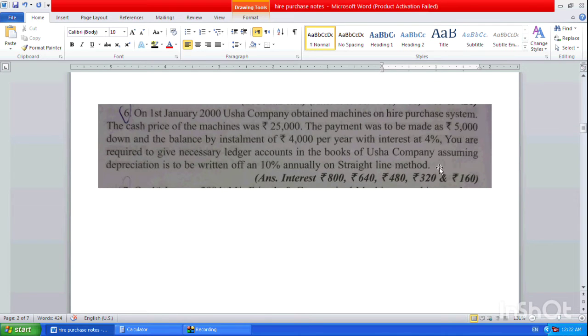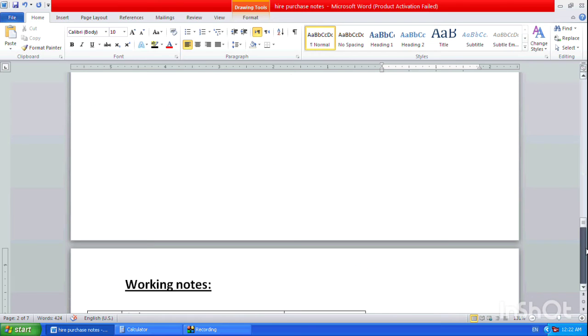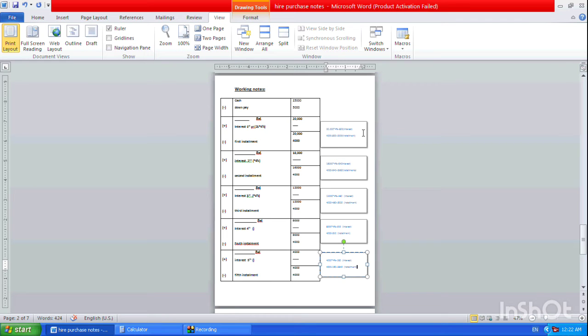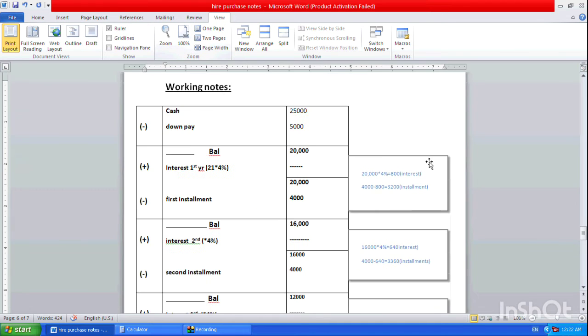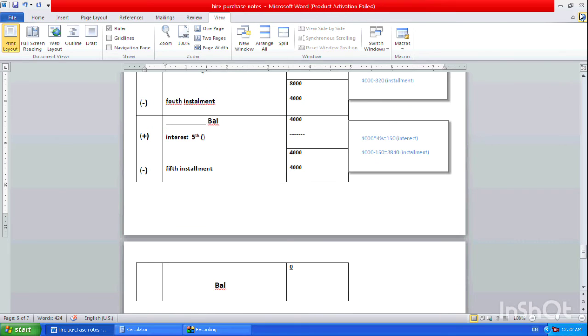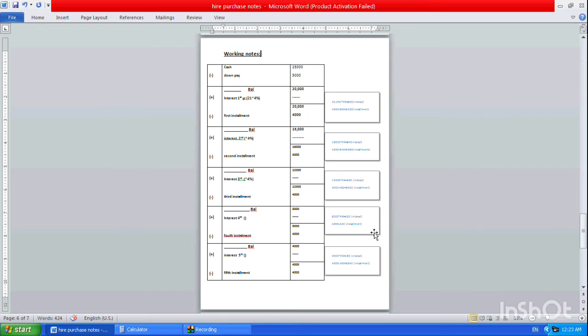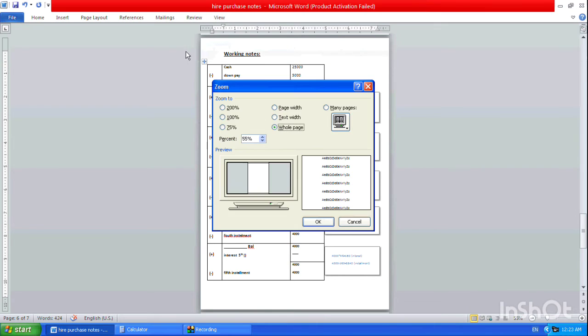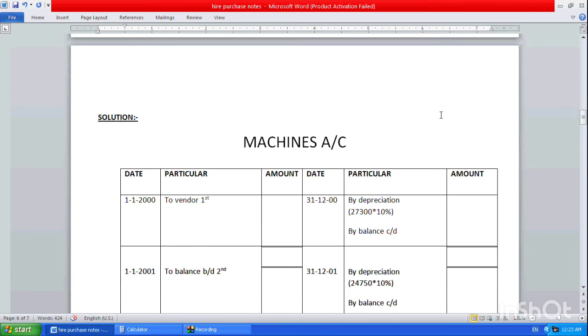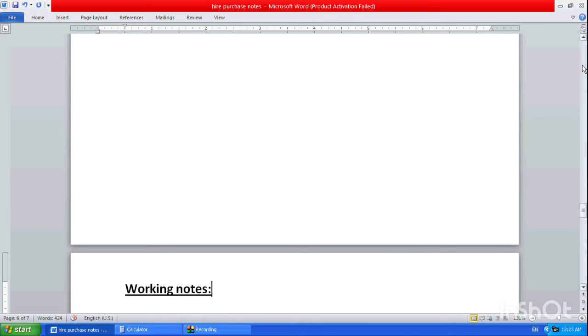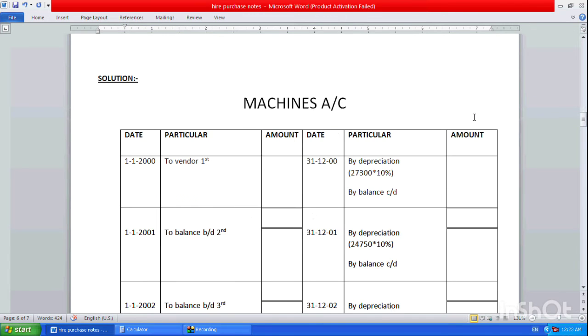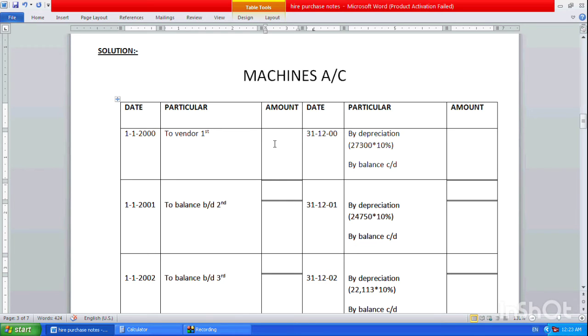See the year 1st January and 10% with straight line. Here is the interest. This is the way we have to solve the working notes. Okay, so this is the working note for our question. Working notes. Yeah, so machine accounts. Let's start the machine accounts.